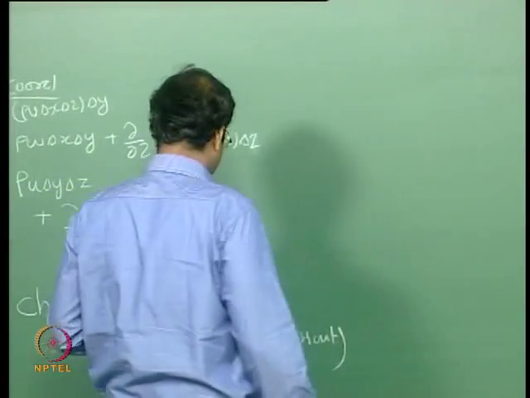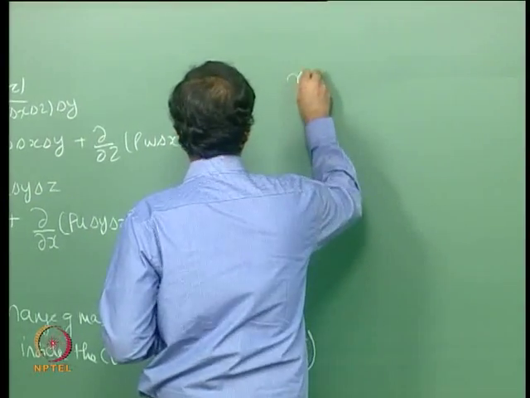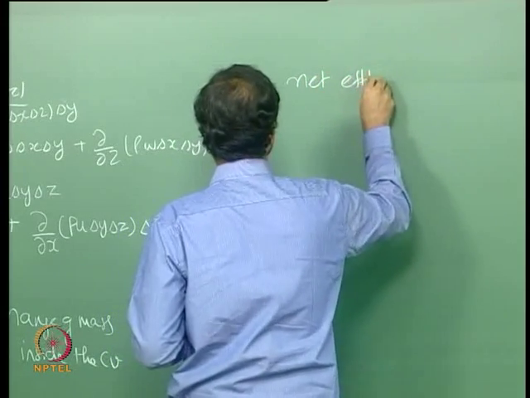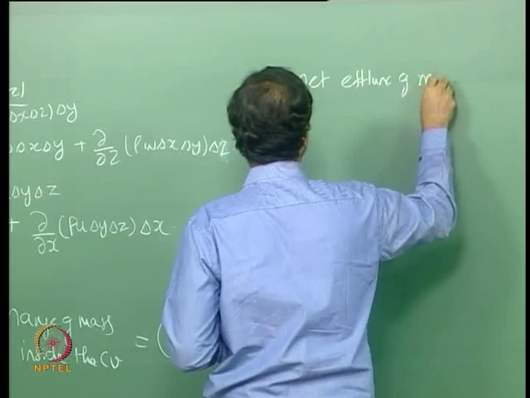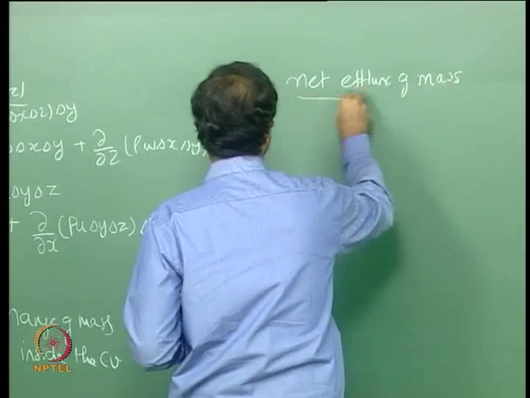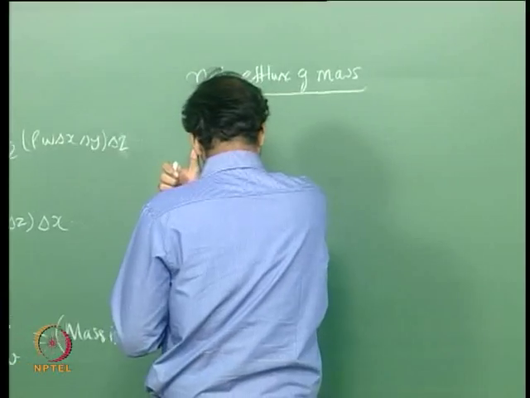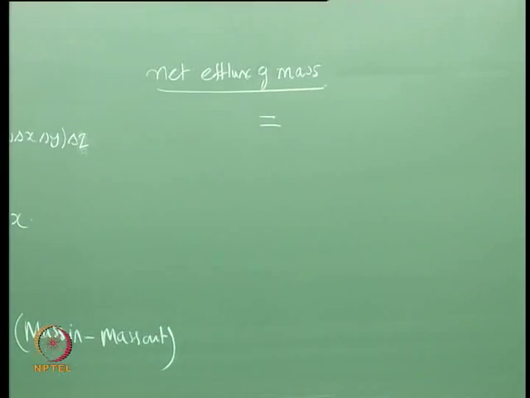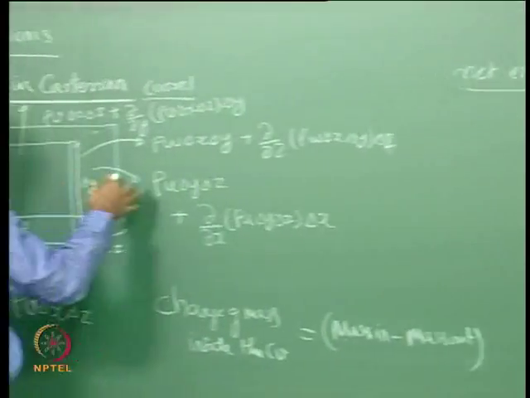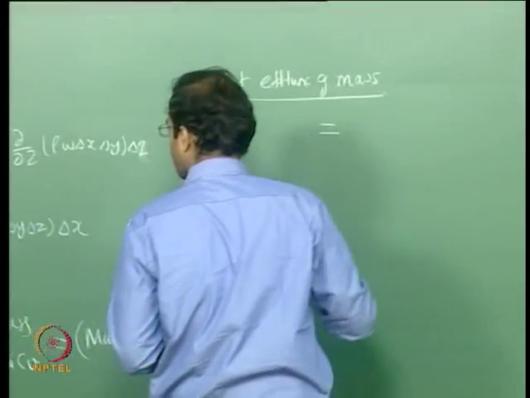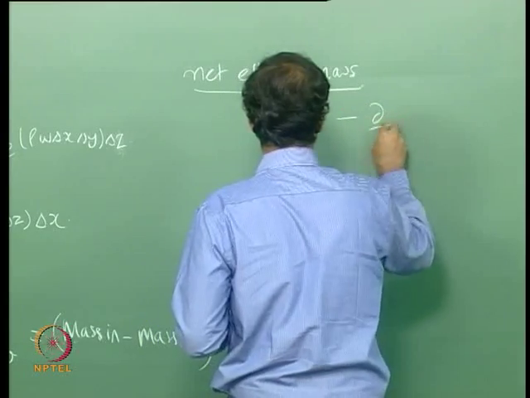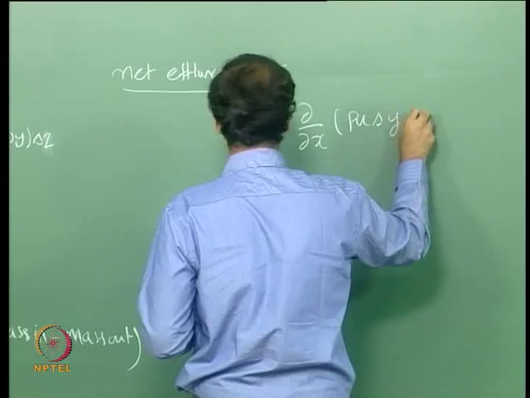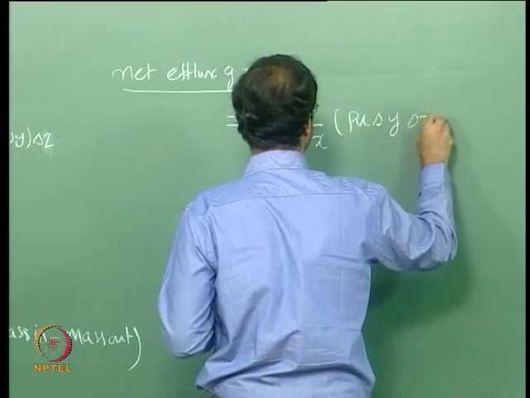Therefore, if you look at the net efflux of mass through the control volume boundaries or control volume surfaces, which is basically mass in minus mass out, I can subtract in each direction. In the x direction, for example, the mass which is entering minus the mass which is leaving is minus d by dx of rho u del y del z into del x.